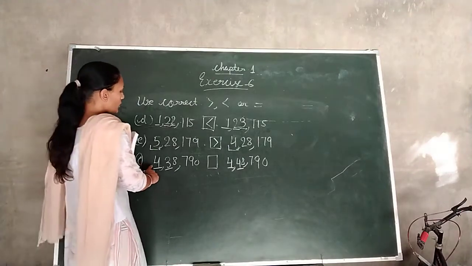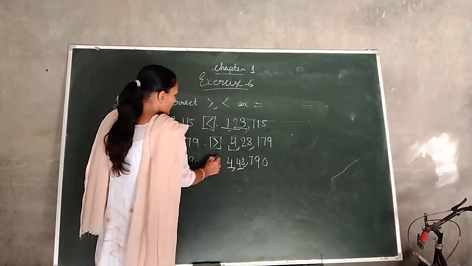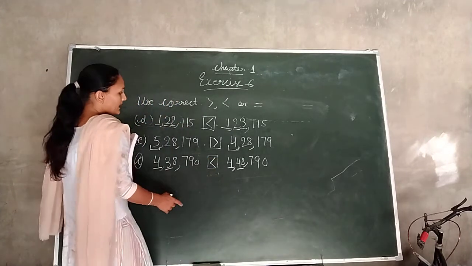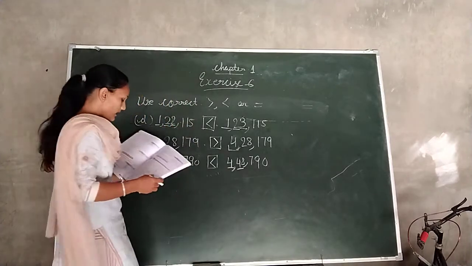So it means 4,38,790. This number is less than 4,48,790.